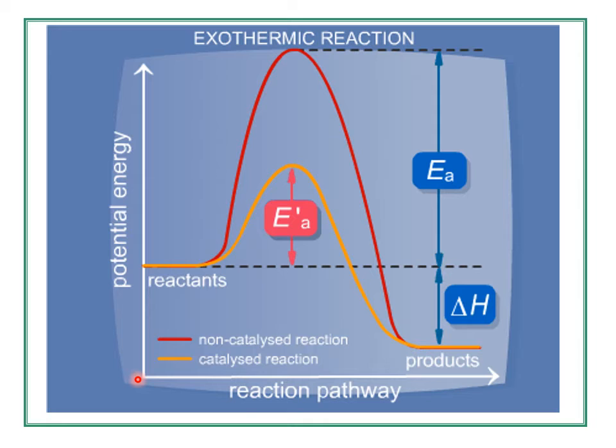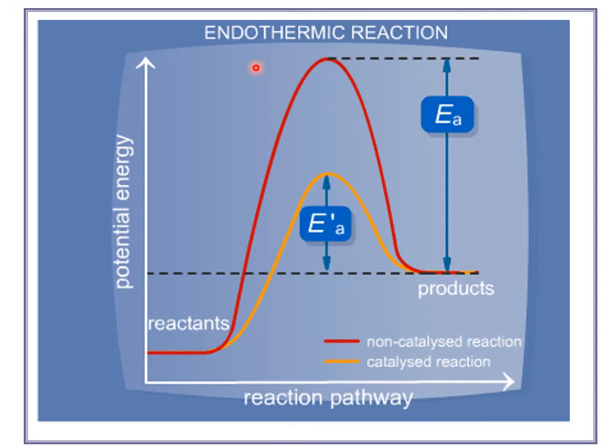Here is the energy profile diagram for an exothermic reaction, where you can see the yellow line is for the catalyzed reaction, where the activation energy is lowered compared to the red line, which is non-catalyzed. For endothermic reaction also, we can see the yellow catalyzed line is having a lower activation energy compared to the red non-catalyzed reaction.